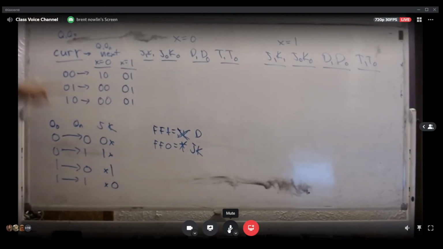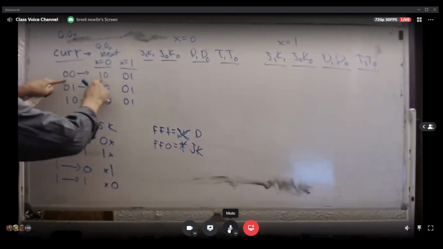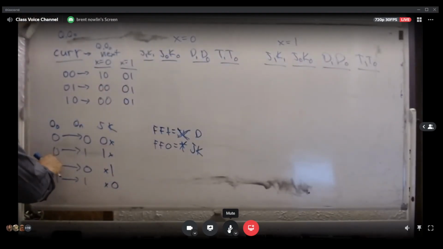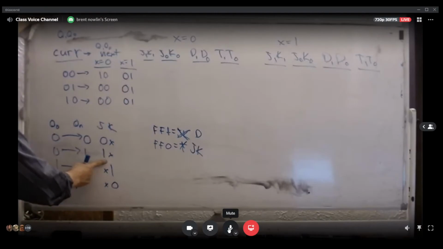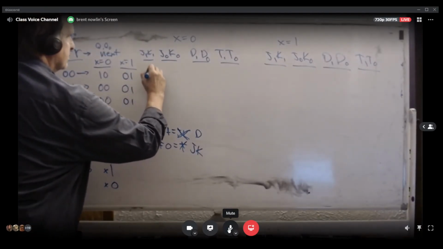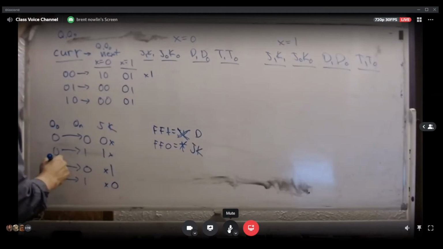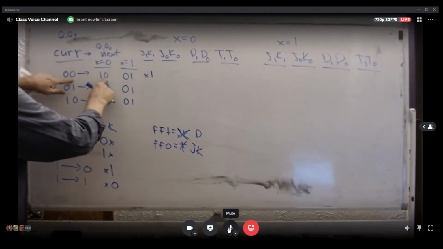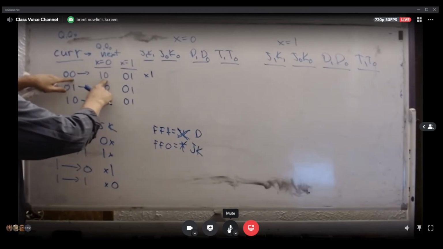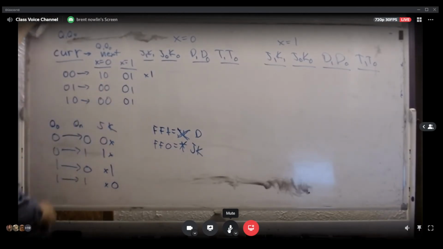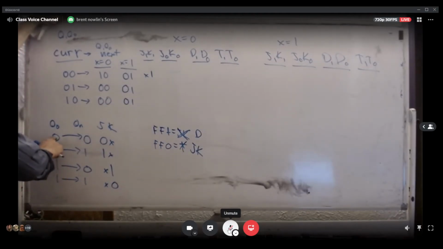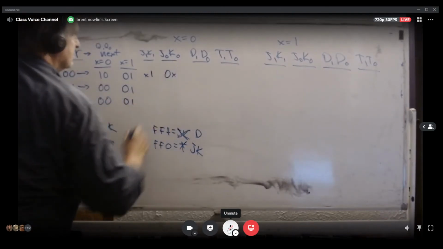Okay. This is the excitation table of the JK, guys. Right? So to go from 0 to 1, what do we need? 0 to 1. Don't care 1, yes, no? Right. Okay. What does the least significant flip-flop do? Stays the same. And what do we need for that? Oh, 0. Don't care. You got it.